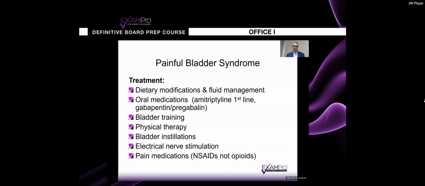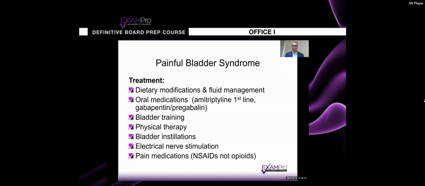I want to point out that amitriptyline is really first line. And this would be something like you start 10 milligrams a day, take it at night. You can increase it if you need to. And also, we always want to do behavioral therapy in combination with any medical or surgical therapy we do for a problem.